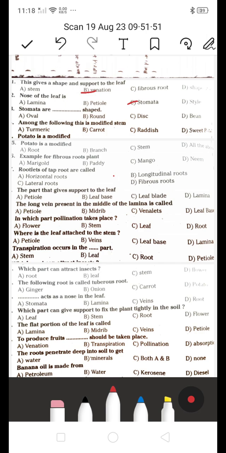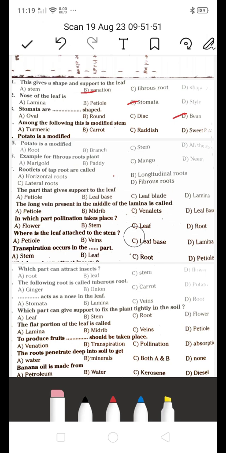Next, stomata are dash shaped. Is it oval, round, disc, or bean shaped? What is the shape of a stomata? Its answer is bean shaped. D. Another name is bean or kidney shaped. And these stomata are bean shaped, this bean or kidney shaped, which I told you, is also called as guard cells.